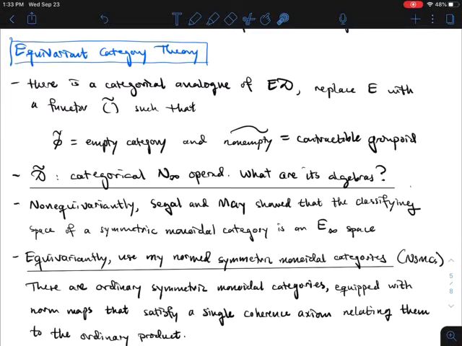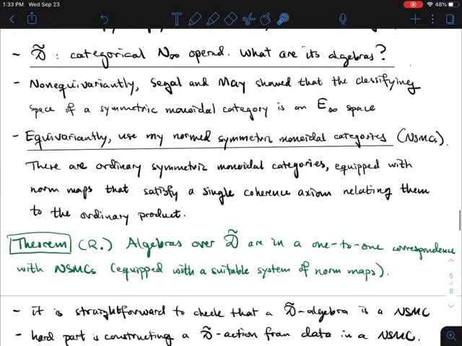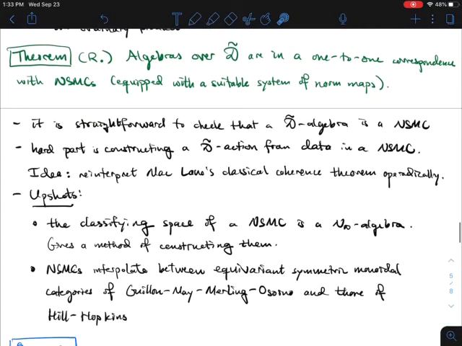Non-equivariantly, Segal and May show that the classifying space of a symmetric monoidal category is an E-infinity space, and we expect something similar to be true equivariantly. In the equivariant context, one can use normed symmetric monoidal categories. These are ordinary symmetric monoidal categories equipped with norm maps that satisfy a single coherence axiom relating them to the ordinary product. Now the theorem due to myself is that algebras over D-tilde are in one-to-one correspondence with normed symmetric monoidal categories equipped with a suitable system of norm maps.